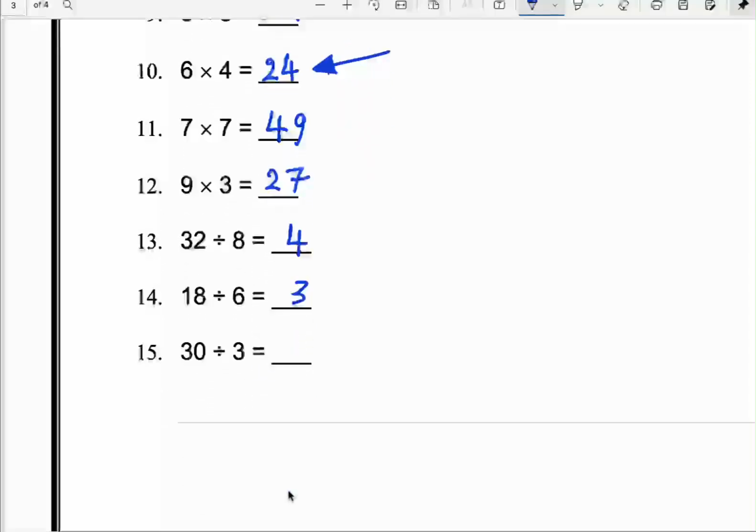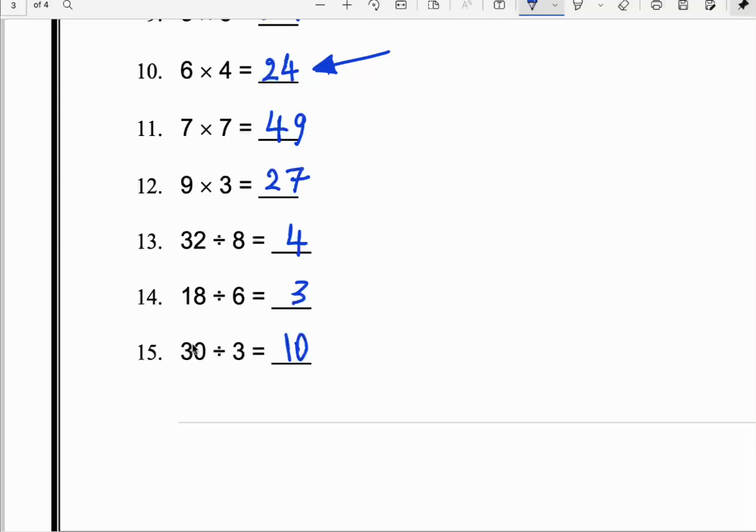30 divided by 3. 10. Yes. Do not repeat. Yes, it's 10, not 30. So you corrected yourself. So 30 divided by 3 equals 10. And of course that is because 10 multiplied by 3 equals 30.